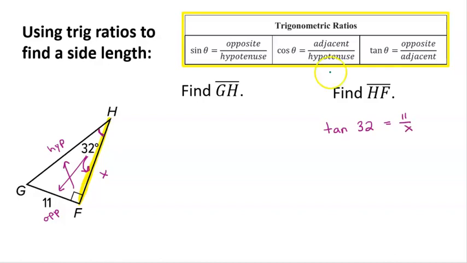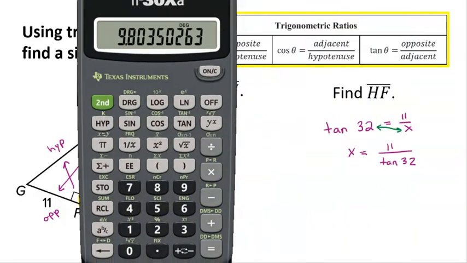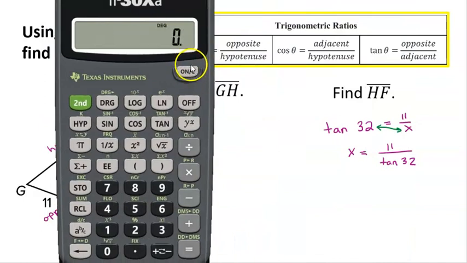And with this one, there's a shortcut to where you're not having to do a whole bunch of extra work. When you have x on the bottom like that, you can just switch those two. So this now becomes x equals 11 divided by tangent 32. And now we can put that into our calculator. So with our calculator, we clear it out, and we're going to have 11 divided by 32 tangent equals, and that gives us 17.60.